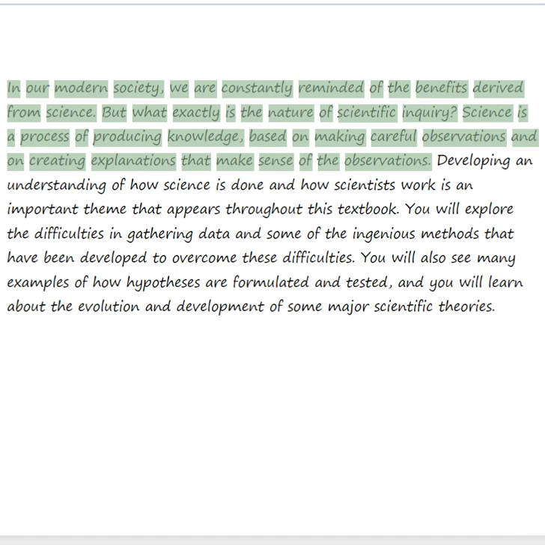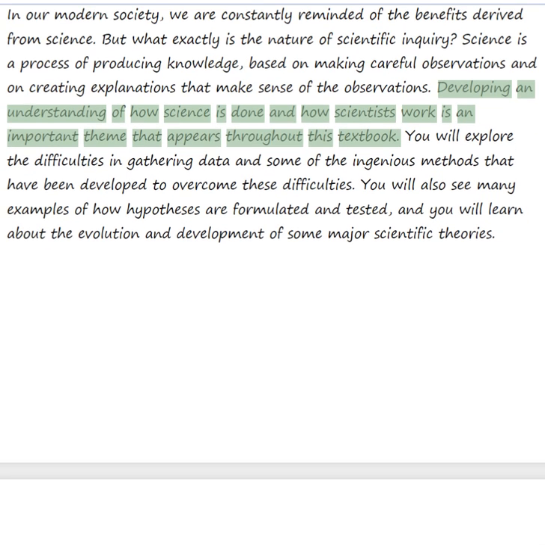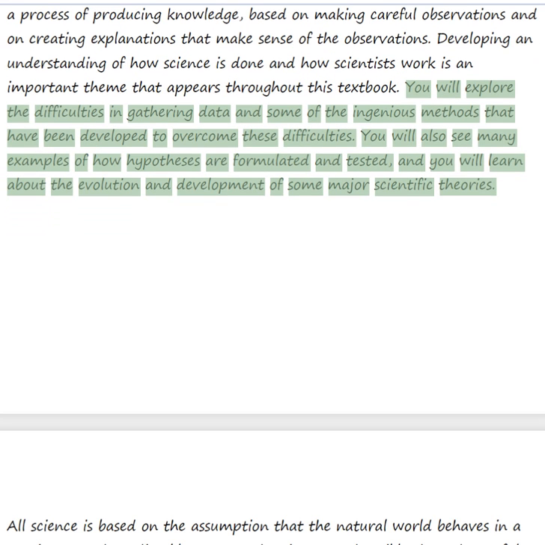Science is a process of producing knowledge, based on making careful observations and on creating explanations that make sense of the observations. Developing an understanding of how science is done and how scientists work is an important theme that appears throughout this textbook. You will explore the difficulties in gathering data and some of the ingenious methods that have been developed to overcome these difficulties.